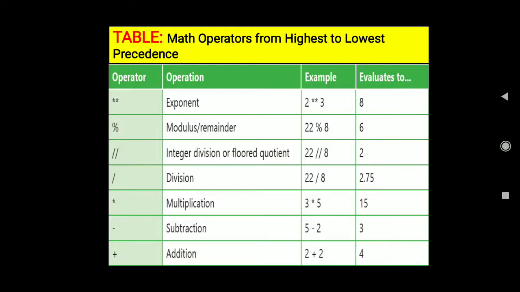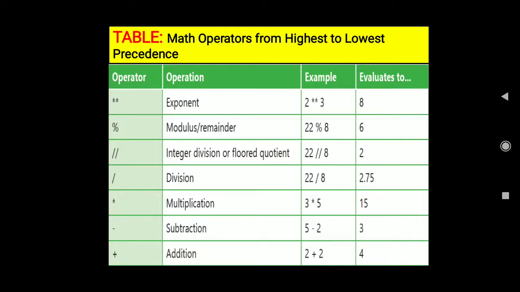The following table lists all the math operators in Python, from highest to lowest precedence. The first operator is exponent. The example here is 2 exponent 3. The result is 8, that is 2 into 2 into 2. The second is modulus, which means remainder.